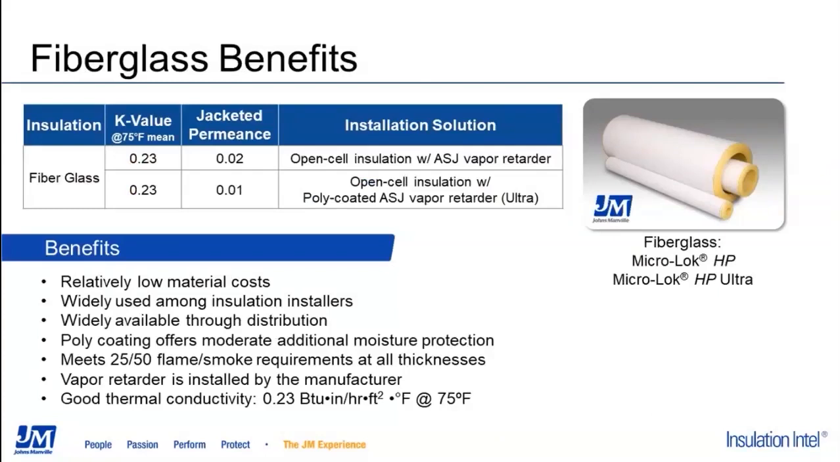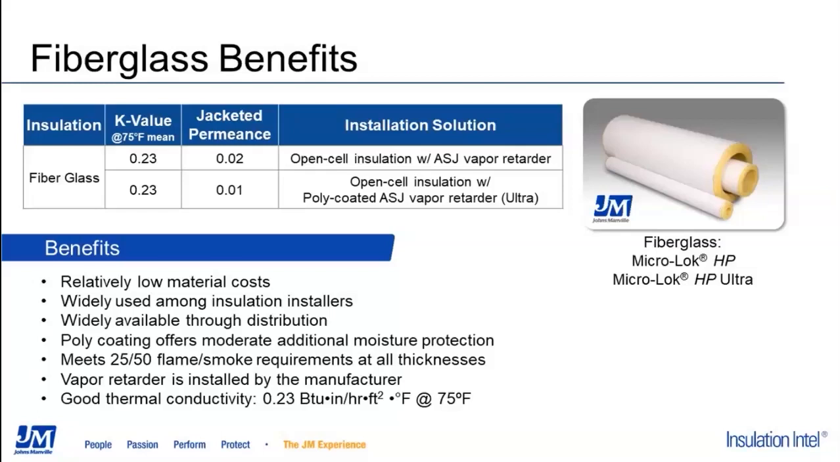As a quick refresher, K value is a measure of thermal conductivity, and the lower the K value, the better insulating performance of the material. So we'll start with fiberglass, which has a K value of 0.23. Fiberglass pipe insulation typically comes with either an ASJ or a poly-coated ASJ vapor retarder.